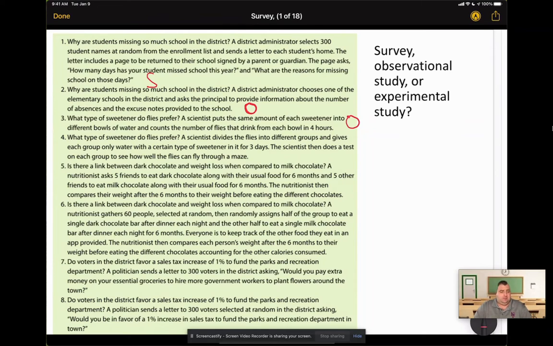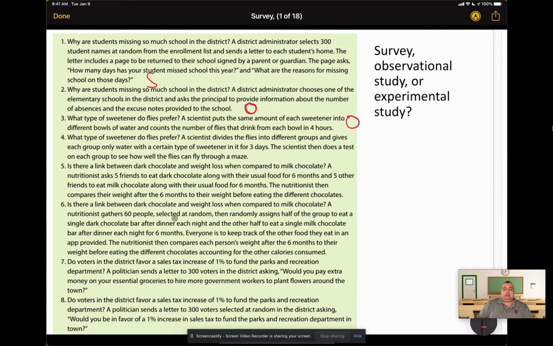Number 4, what type of sweetener do flies prefer? A scientist divides the flies into different groups and gives each group only water with a certain type of sweetener in it for 3 days. The scientist then does a test on each group to see how well the flies can fly through a maze. Okay, so this one's a little different from number 3.